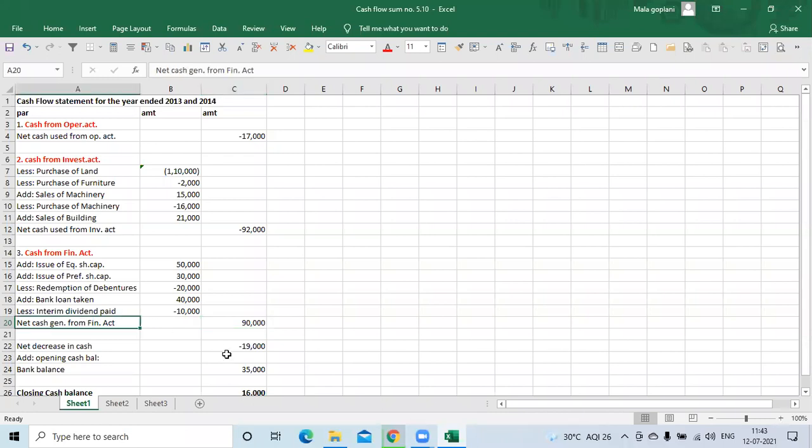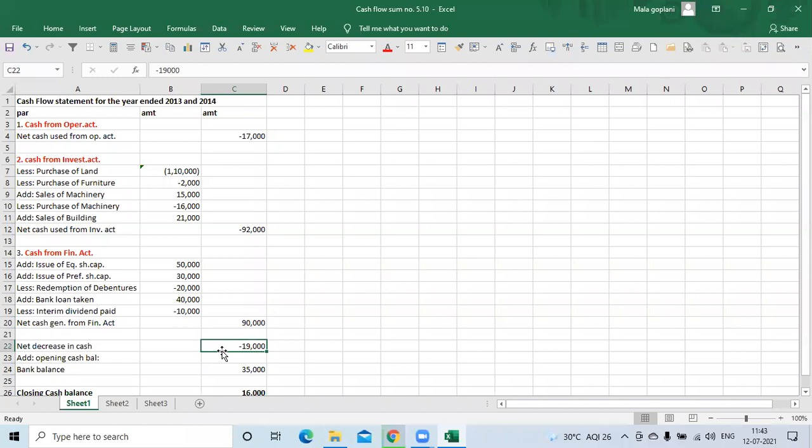Ma'am, generated. Tell me the full sentence. Net cash generated from financing activity. Very good, very good. So it is 90,000. Now in the outer column, you have three amounts: minus 17, minus 92. Come on, do it in calci. Minus 17. Then deduct 92,000 from there. Minus 92 and plus 90,000.